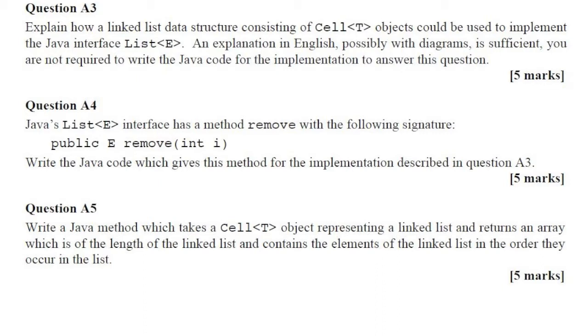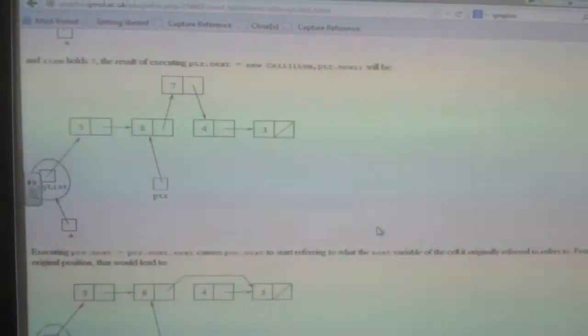Okay, now question A4 is asking you to write the code for the method remove using the representation which you explained in question A3. So how can we remove a cell from a linked list which turns into the representation of the array list? If we go to the notes, we've got how to remove cells from a linked list. But remember, the linked list is inside an array object. Well, here's how to add a cell, and here's how to remove a cell.